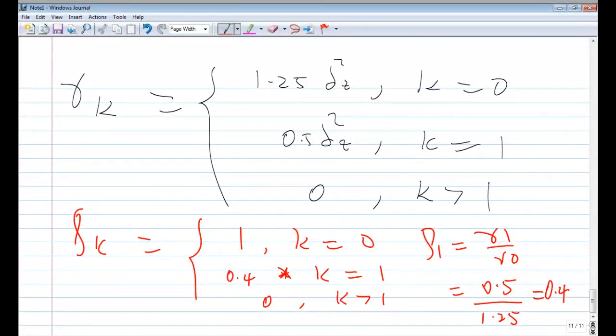Okay, now you have your autocovariances and the autocorrelation function. So now let's draw a graph, the autocorrelation function plot.